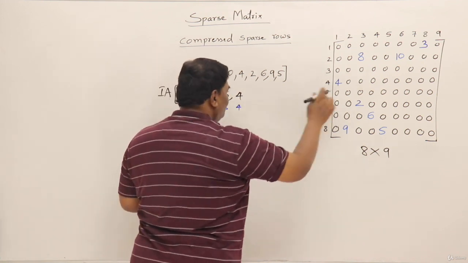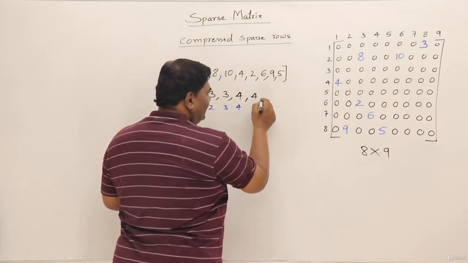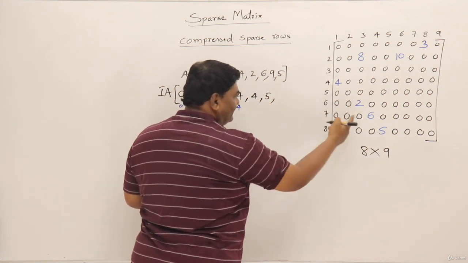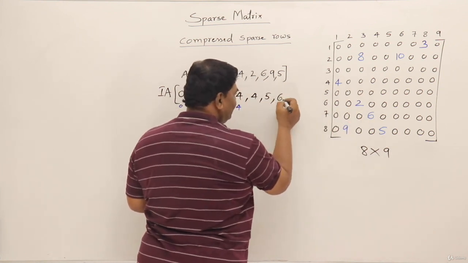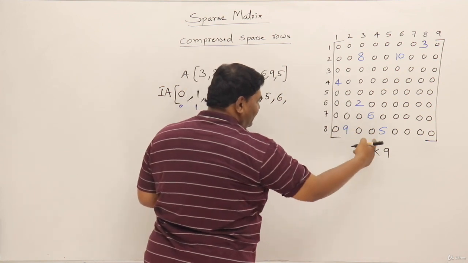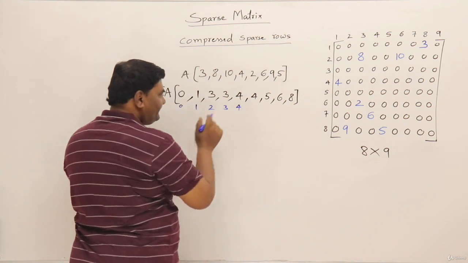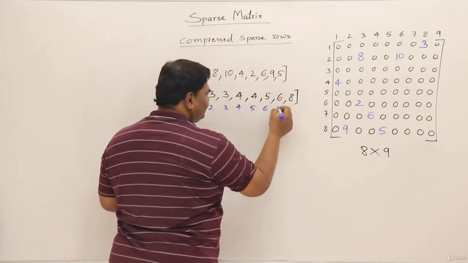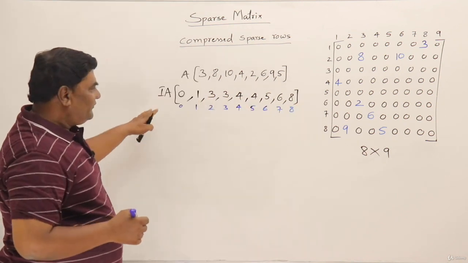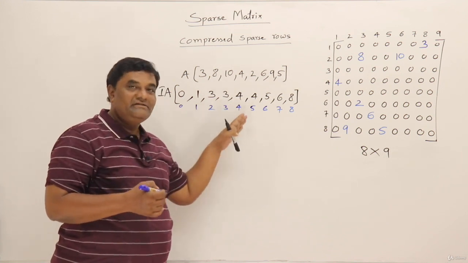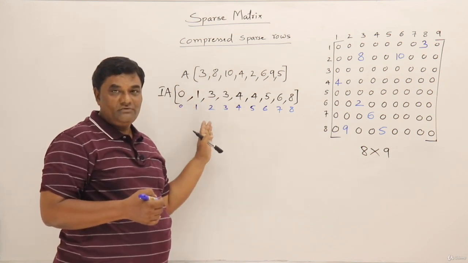Then the fifth row there are no elements, so let it be 4 only. Then the sixth row there is 1 element, so this will be 5. Then the seventh row there is 1 element, then it will be 6. The eighth row there are 2 elements, then this will be 8. So this is for the fourth row, fifth, sixth, seventh, and eighth. So every row will contain the number of its own elements plus the value in the previous row.